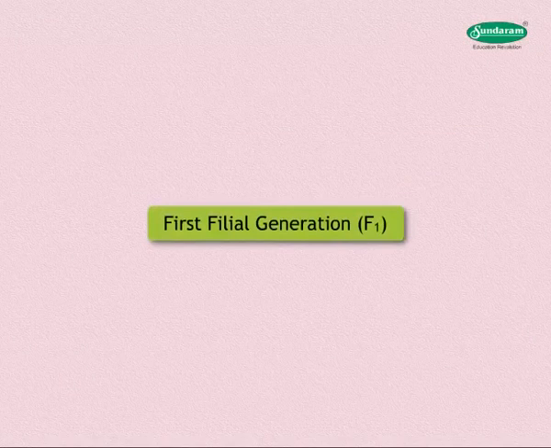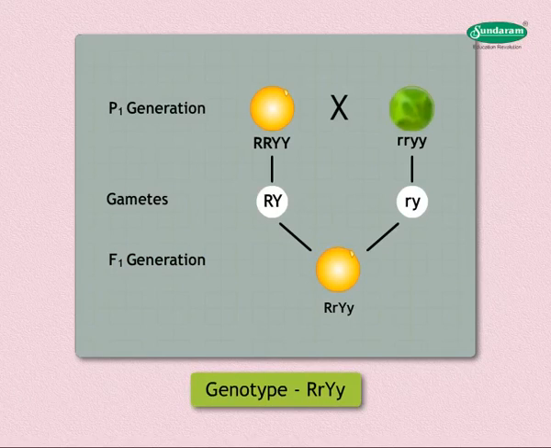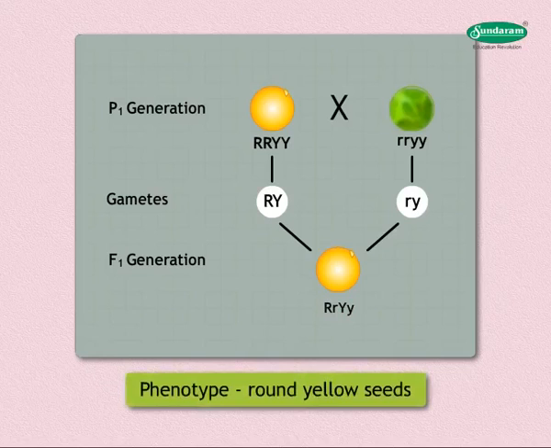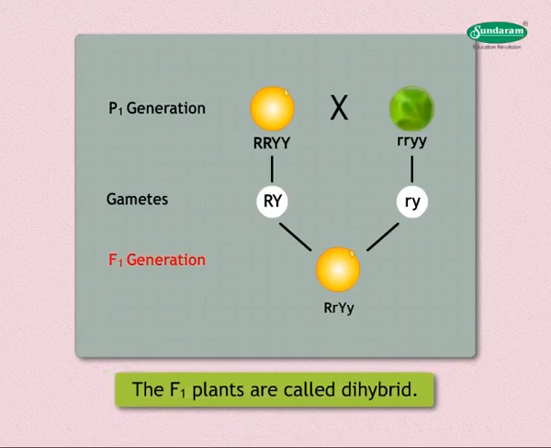First filial generation F1. On the basis of the experiments with monohybrid crosses, Mendel anticipated that the F1 generation plants would be with round yellow seeds. His prediction was right. Though the genotype of the pea plants was RrYy, phenotypically they were plants with round yellow seeds, as yellow color is dominant over green and round shape over wrinkled. The F1 plants are called dihybrids.